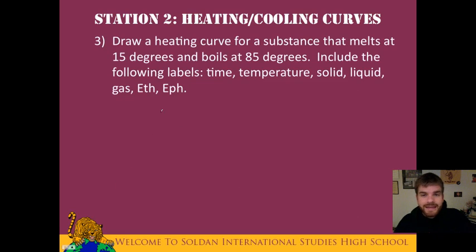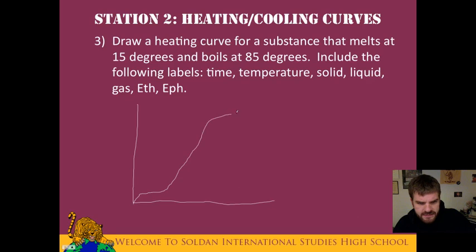Number three, draw a heating curve for a substance that melts at 15 degrees and boils at 85. I'm just going to do a quick sketch here like this. Well, this should be a plateau. This first plateau here is our melting point, and so we're just going to call this 15 degrees Celsius. The second plateau is our boiling point, so we'll call that 85 degrees Celsius. So this is our temperature, and this is our time.